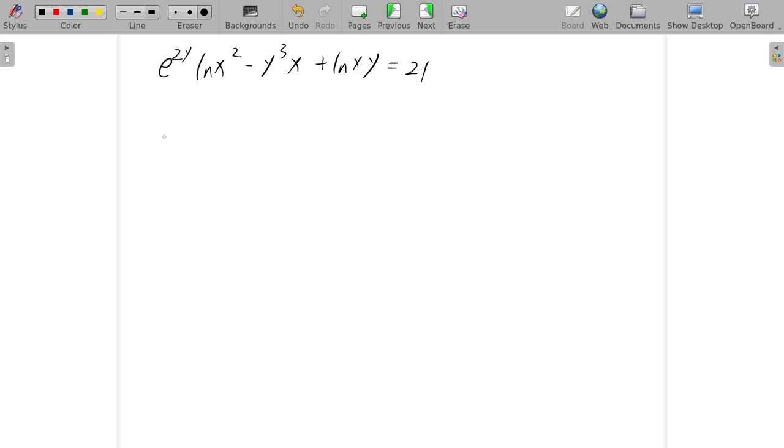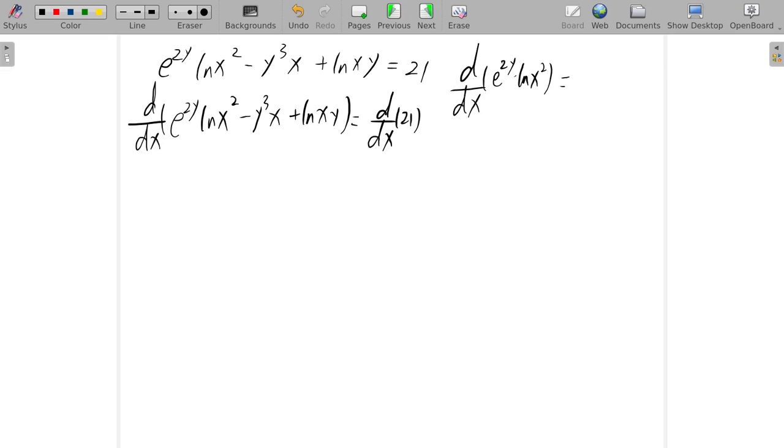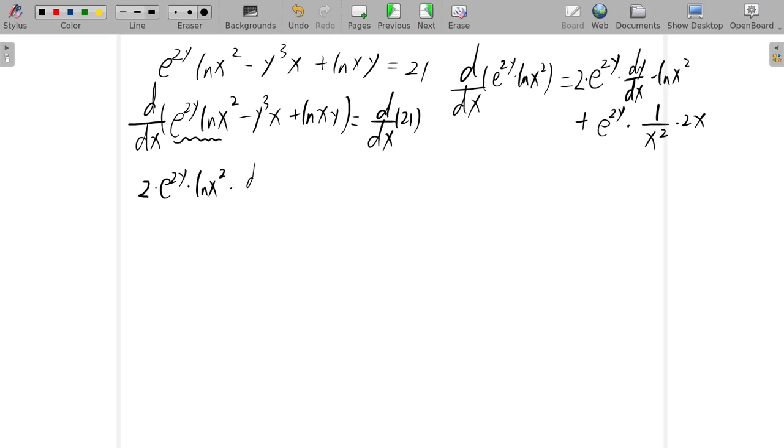For the next one, first step, we take the derivative of both sides. We use the product rule. The derivative of e to the 2y equals e to the 2y times 2 times the change in y with respect to x, times ln x squared, plus e to the 2y power times the derivative of ln x squared, which equals 1 over x squared times 2x. So first, the change in e to the 2y times ln x squared equals 2 times e to the 2y power times ln x squared times the change in y with respect to x, plus e to the 2y power times 2 over x.